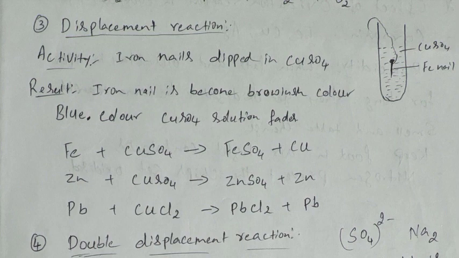Zinc is more reactive than copper, so zinc will occupy the copper's place. And lead with copper chloride: lead is more reactive than copper, so it will occupy the place of copper and become lead chloride. Lead chloride forms and copper is separated, but I wrote it wrong there. That last one is not Pb, it's Cu.